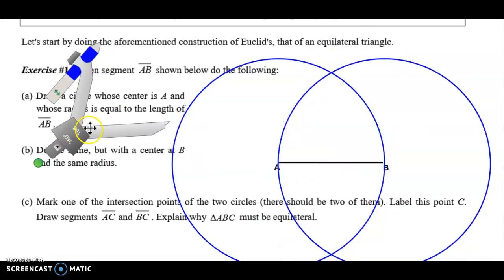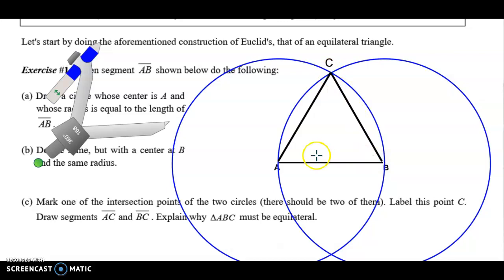It doesn't matter if I use the point above or the point below. I'm going to use the one above just because there's more space up there. They want me to label that point C, so I'm going to call this C right here. And I am then going to use my straight edge to connect point C to point A and to connect point C to point B.